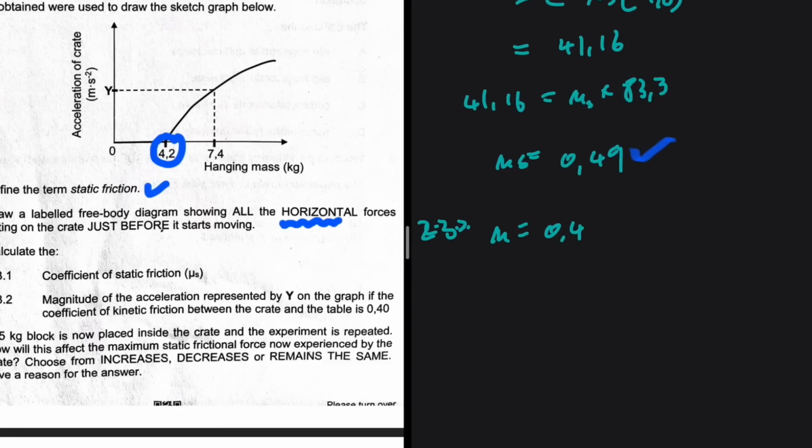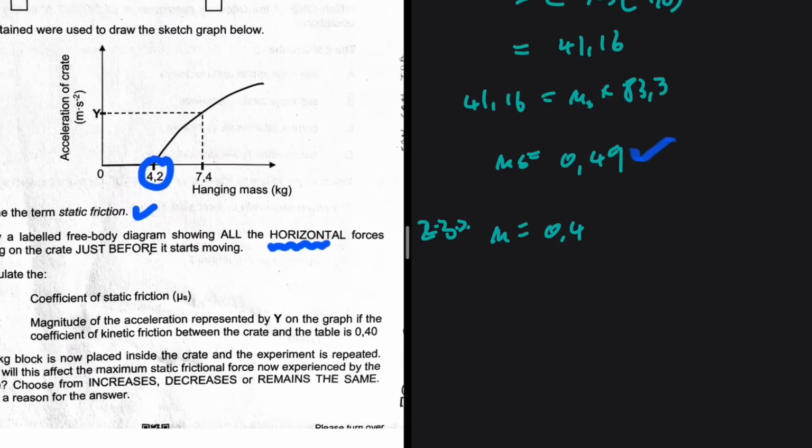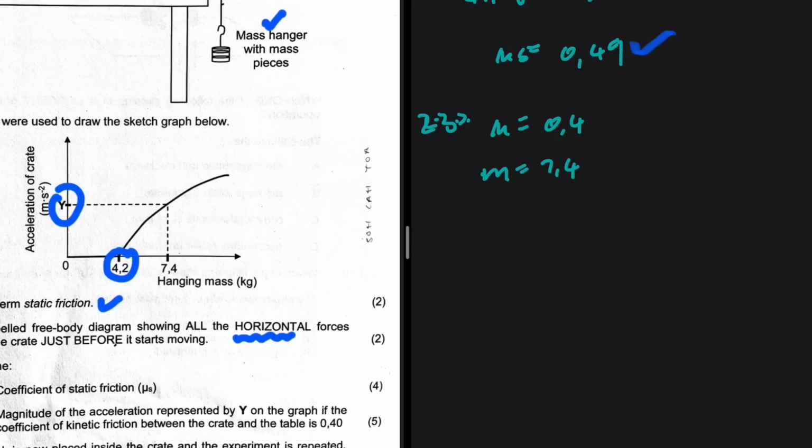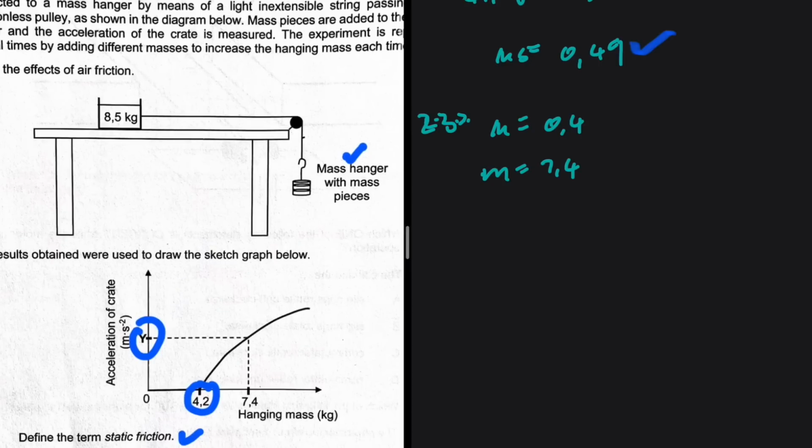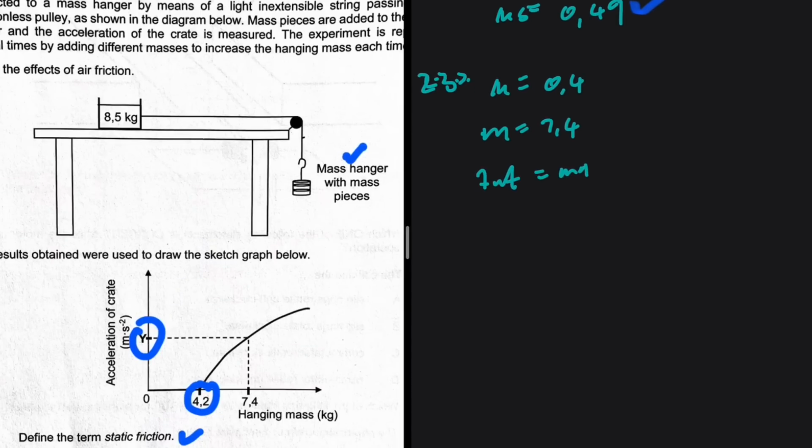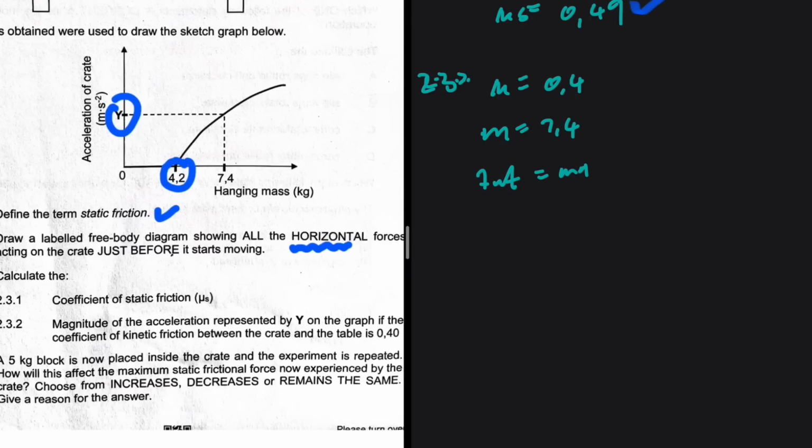So there we go. We have the coefficient of kinetic friction, and then what else do we have? We are looking for the acceleration at y. So we do have the hanging mass, right? So the hanging mass is equal to 7.4. Let's concentrate on the crate. If we concentrate on the crate, F net is equal to ma. We know that fully well. And then the force that is pulling the crate is the tension minus the frictional force that opposes. And this is equal to ma, right?